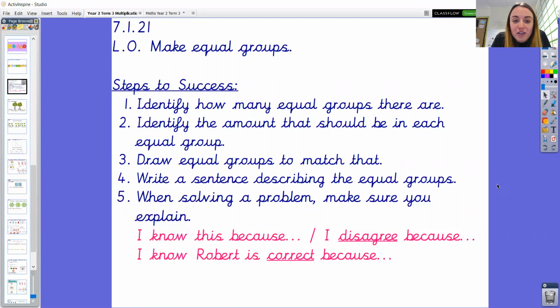Well done, Year 2. So today, thinking about how we can be successful with making equal groups, we're going to begin with identifying how many groups there are, before moving on to identifying the amount that should be in each equal group. So thinking about how we can make the groups equal if they are not equal. In some situations, we'll be drawing equal groups to match that, writing a sentence to describe the equal groups, and we will practice saying them together again today. And of course, when solving a problem, please make sure you explain. There's lots of opportunities for that today, as well as in discussion whilst you're at home.